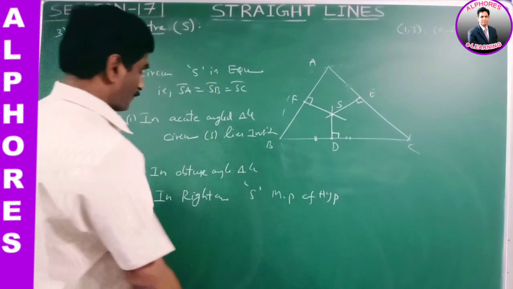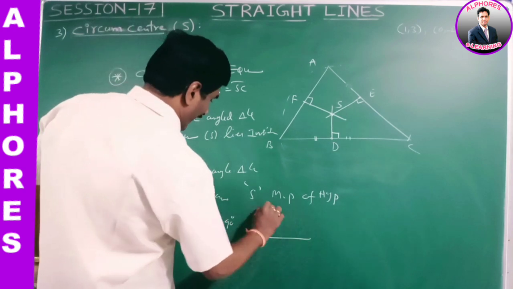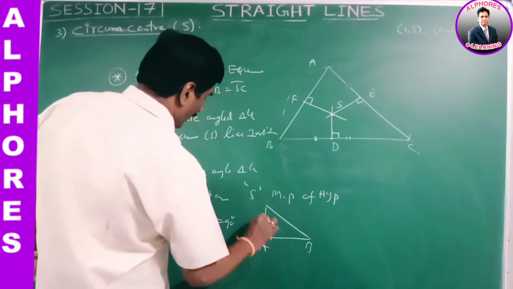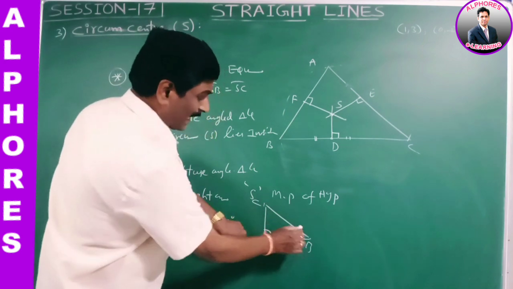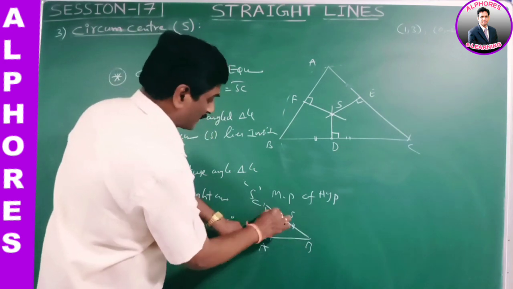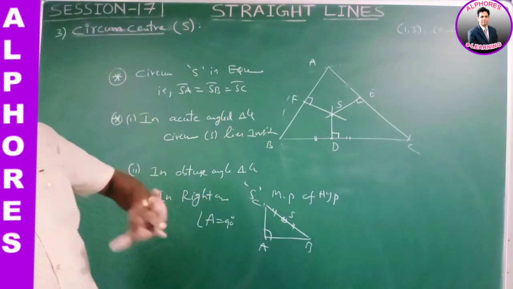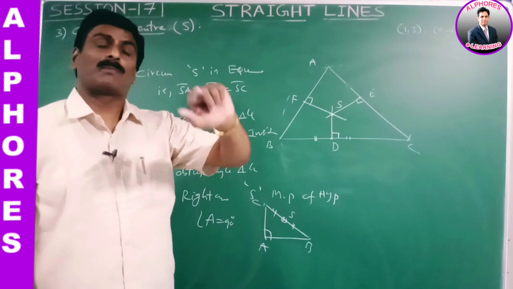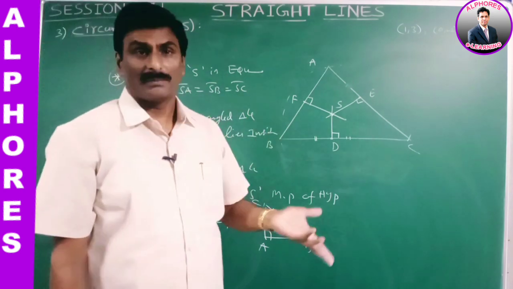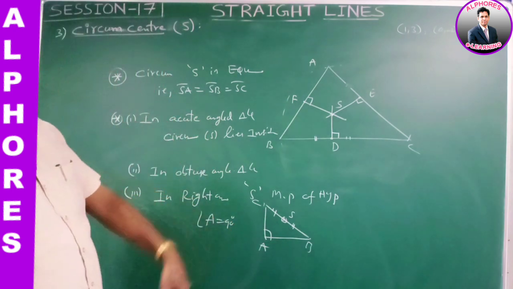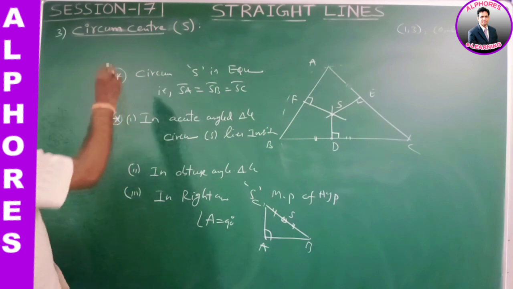Suppose angle A is equal to 90 degrees. The triangle is in this way, ABC. What is the circumcenter? Angle A is 90 degrees, BC is the hypotenuse. Circumcenter is the midpoint of BC. Please note this diagram. If angle B is equal to 90, circumcenter S is the midpoint of AC. If angle C is equal to 90 degrees, circumcenter is the midpoint of AB. Please note these values. Next, write one example.